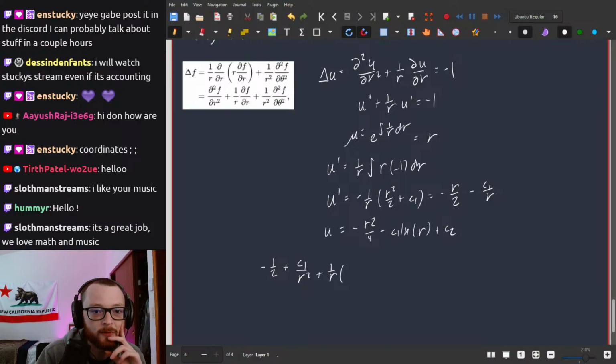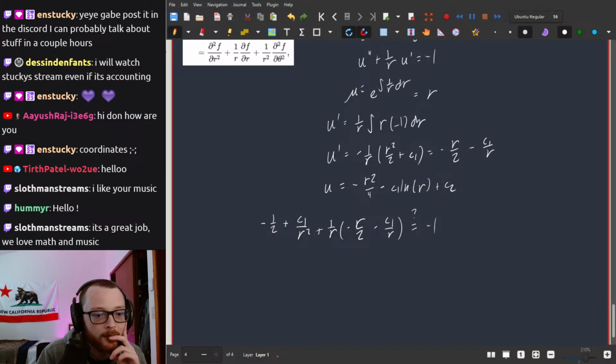Which I should have done. Oh, why didn't I do this term first? Because it would have helped me. Okay, you know, it's fine. It's fine. C1 over R. And ideally, that should be -1. Minus a half. Plus C1 over R squared. Plus minus a half. Minus C1 over R squared. Looking good. Bam.